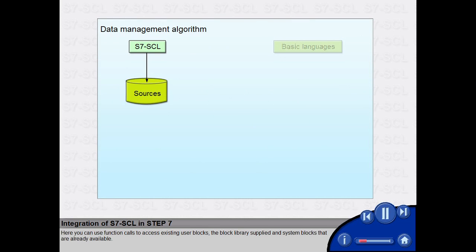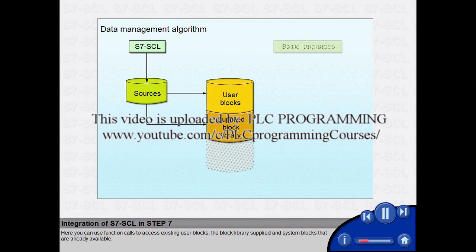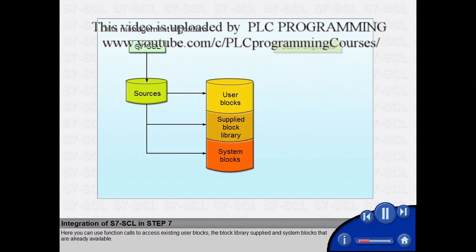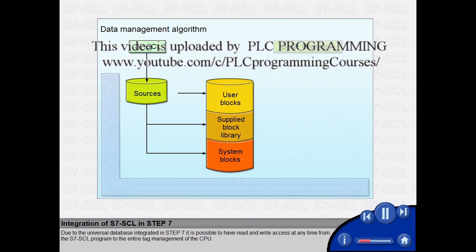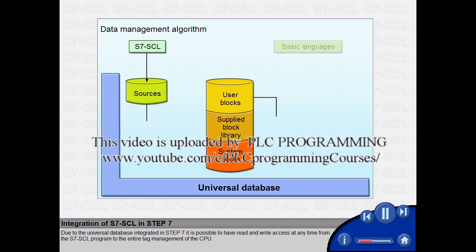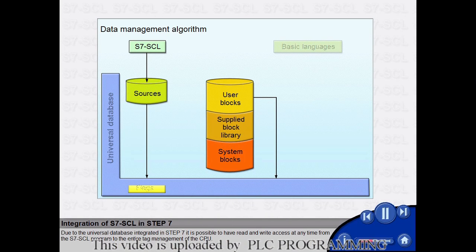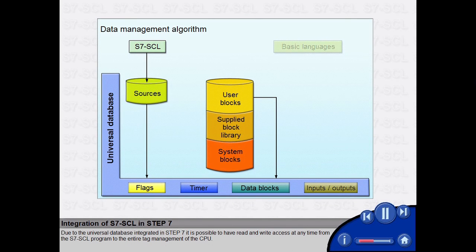Here you can use function calls to access existing user blocks, the block library supplied, and system blocks that are already available. Due to the universal database integrated in Step 7, it is possible to have read and write access at any time from the S7 SCL program to the entire tag management of the CPU. This can be done both with absolute addressing and symbolically using the symbol table.